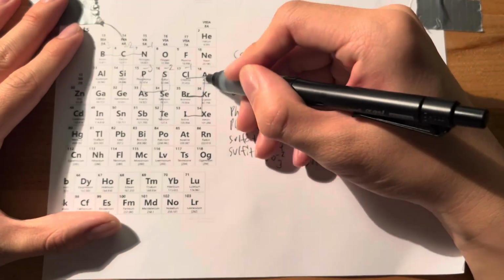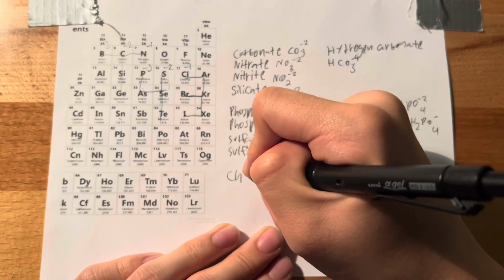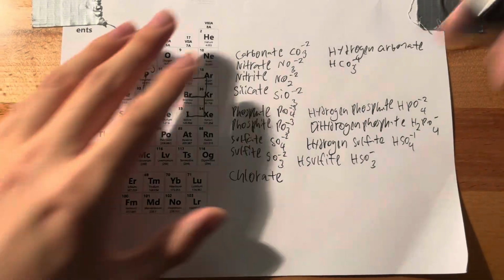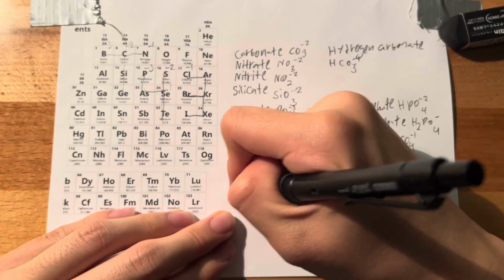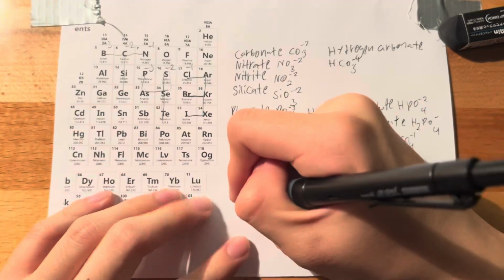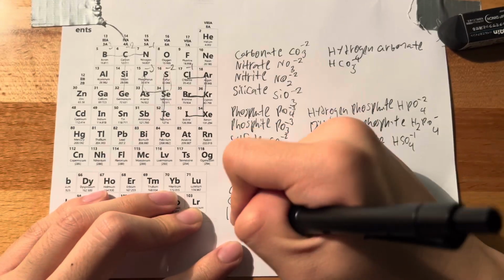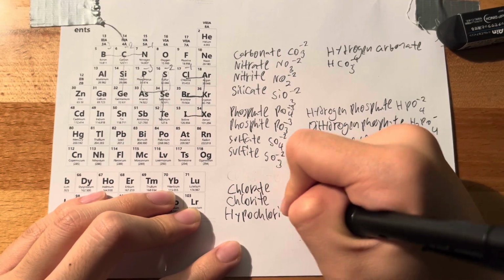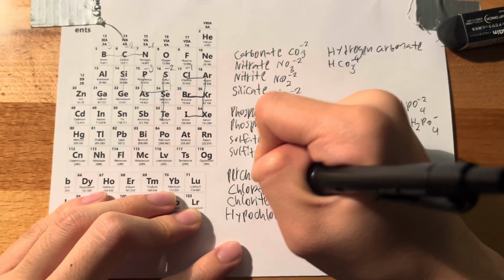Next we look at the last symbol, and that's a 3, so we can do chlorate, but for this one, we can think of chlorate as like a base, and we can deduce chlorite and hypochlorite and perchlorate.